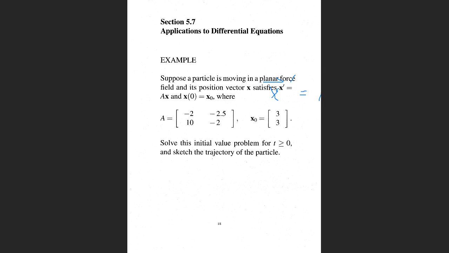I'll give you a hint. It begins with an E. Okay, good. Eigenvectors and eigenvalues. Good, good. So we're going to do that. It can be shown that the matrix A has the corresponding eigenvalues and eigenvectors. Let me give you a moment to copy that down.